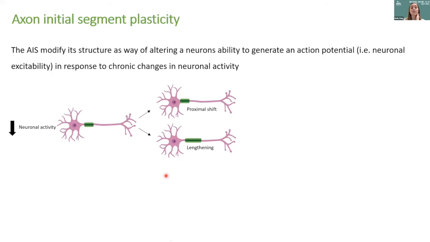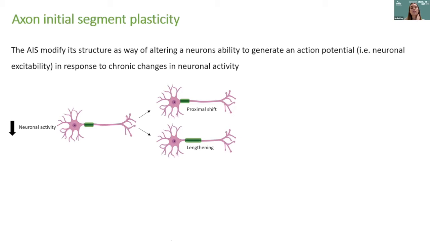What's really interesting about the AIS, as Jamie just mentioned in the previous talk, is that it's plastic, and so it will actually modify its structure as a way of altering a neuron's ability to generate an action potential, which we refer to as neuronal excitability. It does this in response to chronic changes in neuronal activity.